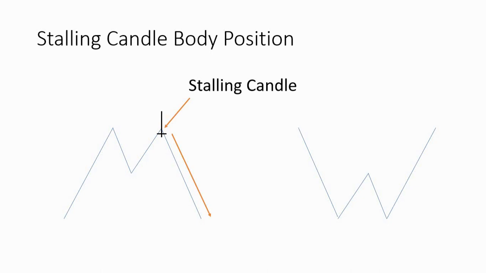In contrast, at the double bottom, you would be looking for the body of the stalling candle at the second bottom to be towards the top of the candle. This shows that the market has tried to push the price lower, but has failed, and now buying pressure is more likely to take over.